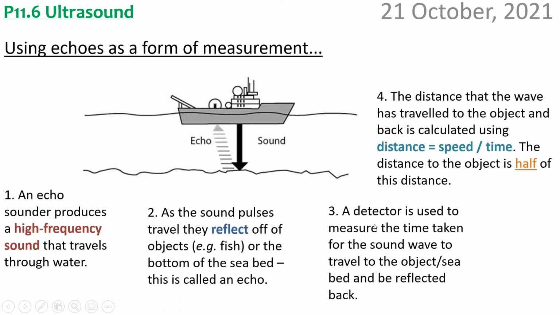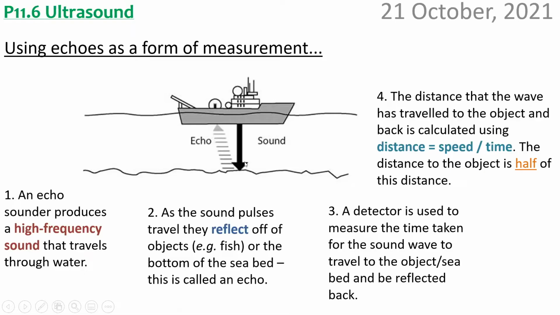So a detector is used to measure the time taken for the sound wave to travel to the object or the seabed and reflect back. The distance that the wave has travelled to the object and back is calculated using distance equals speed times time. You've probably seen that equation before. The distance to the object is half, because it has to go there and come back.